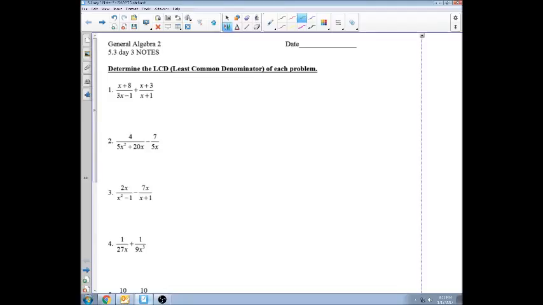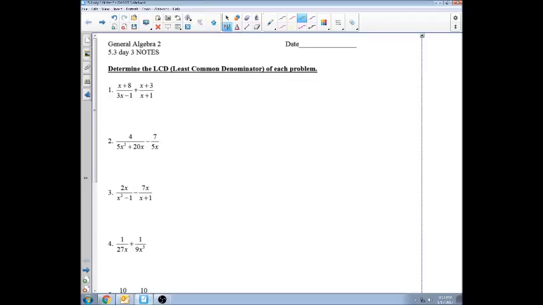This lesson is for my Algebra 2 class. It is 5.3, Day 3 notes. In this lesson, we're going to determine the LCD, or least common denominator, of each problem. We're not actually going to solve all these problems. We're just going to determine what is my least common denominator.